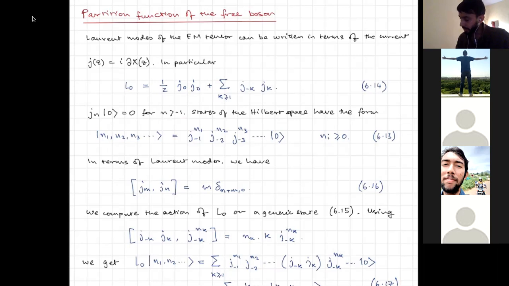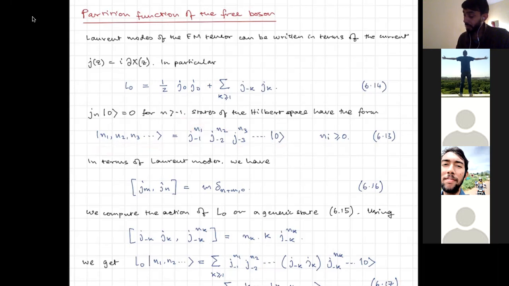So that's what we are going to do. The states of the Hilbert space will have the form, I'll call a state this, n1, n2, n3, where I have J minus 1 whole to the n1, J minus 2 whole to the n2, J minus 3 whole to the n3, and so on, acting on the ground state. This gives you the number n1, and this gives you n2 and n3, and so on and so forth.